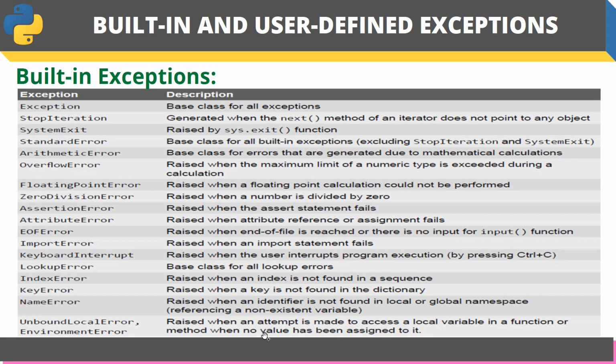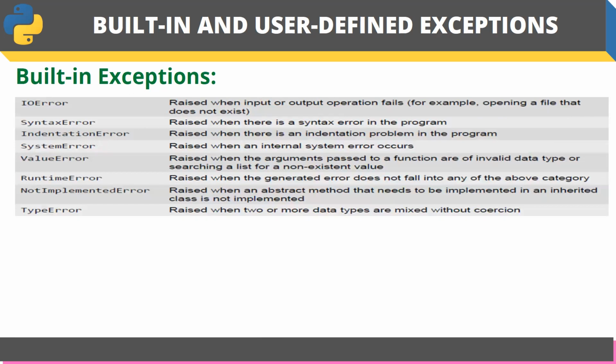NameError is raised when an identifier is not found in the local or global namespace. UnboundLocalError is raised when an attempt is made to access a local variable in a function or method when no value has been assigned to it. In the same way, there is EnvironmentError also. And IOError is raised when an input or output operation fails, for example, opening a file that does not exist.